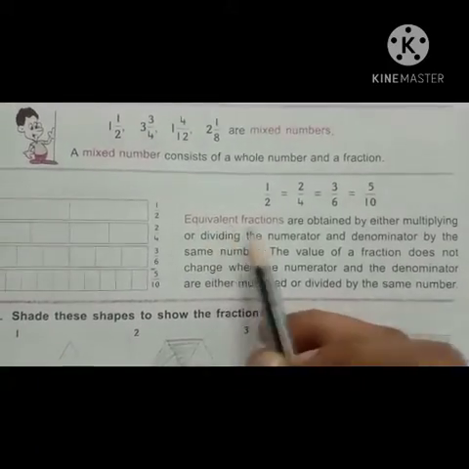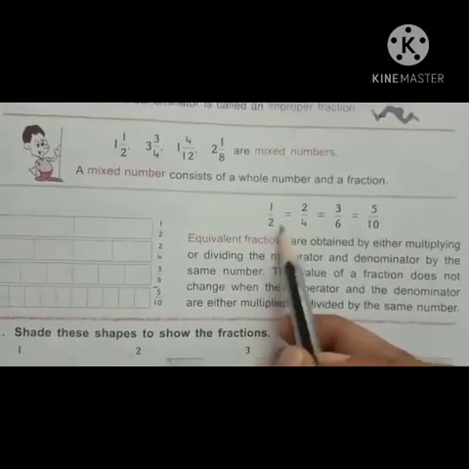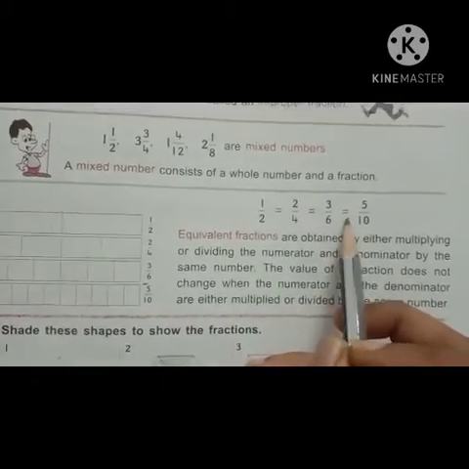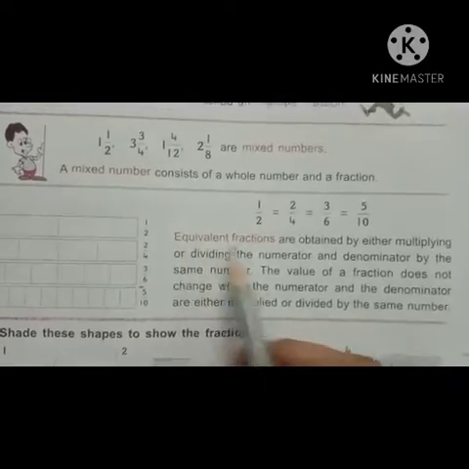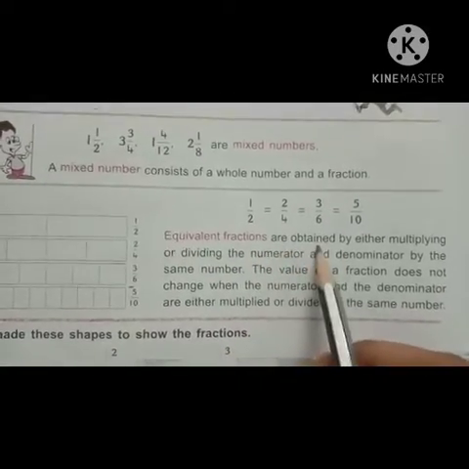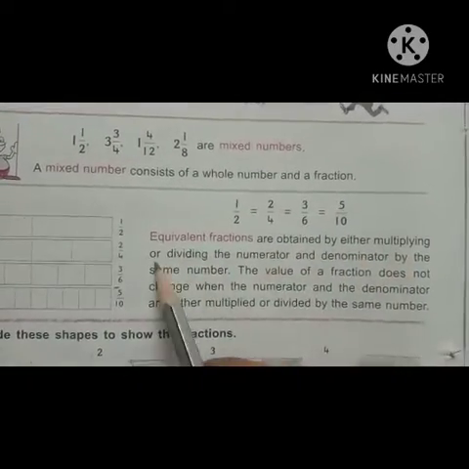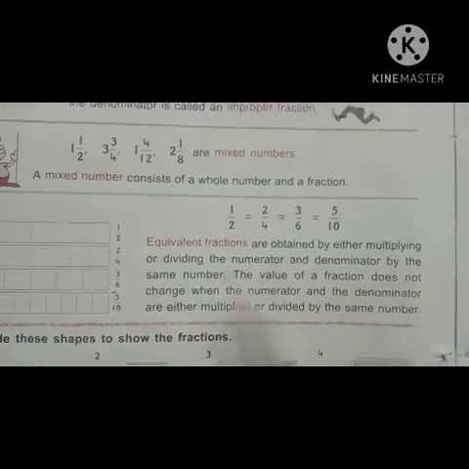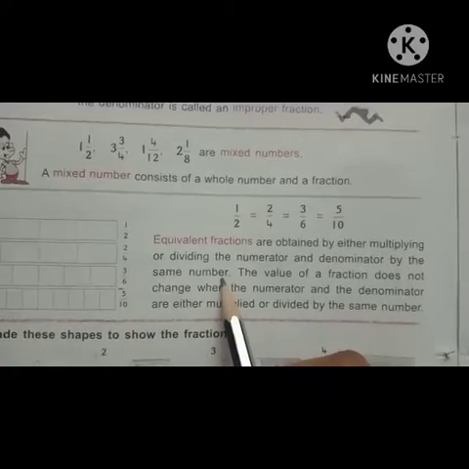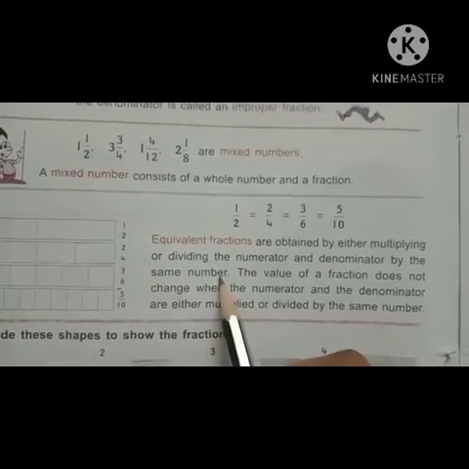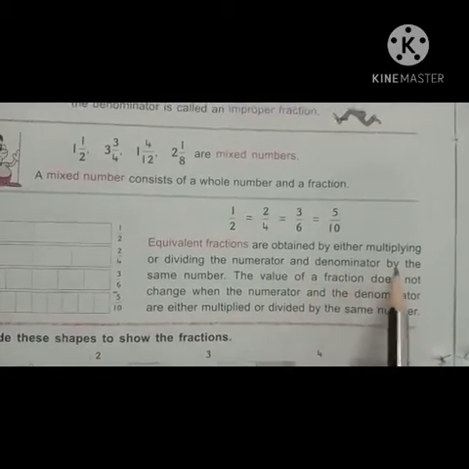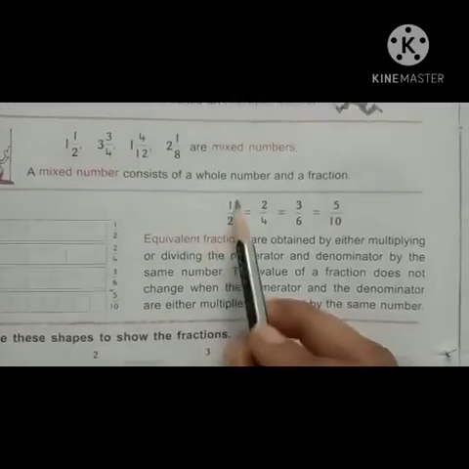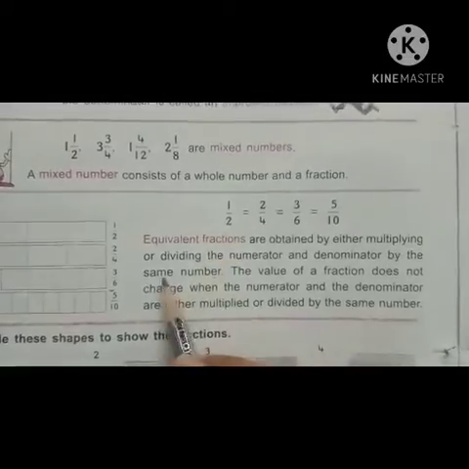Children, equivalent fractions. 1 by 2 equals 2 by 4 equals 3 by 6 equals 5 by 10. Equivalent fractions are obtained by either multiplying or dividing the numerator and denominator by the same number. Here we have to multiply the numerator and denominator by which number?